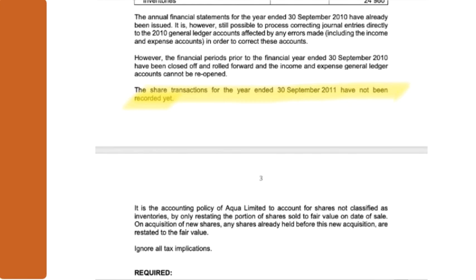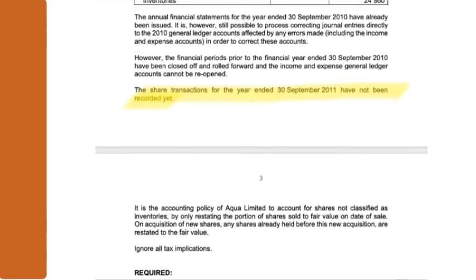The problem is the 2009 and 2010 financial statements have been issued. They are out there. People have seen them. People have made decisions based on the figures that were included in those financial statements. And in them, there was a mistake. And that is what a prior period error is. An error in one of the prior periods that were already issued. Mistakes have been made and the financial statements were issued with those mistakes in.